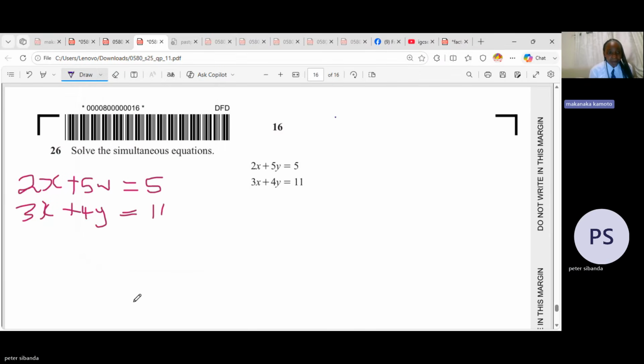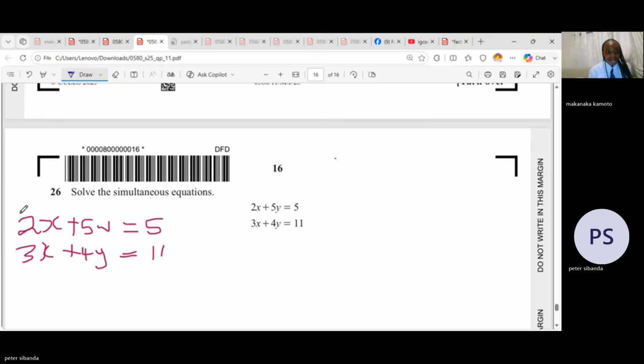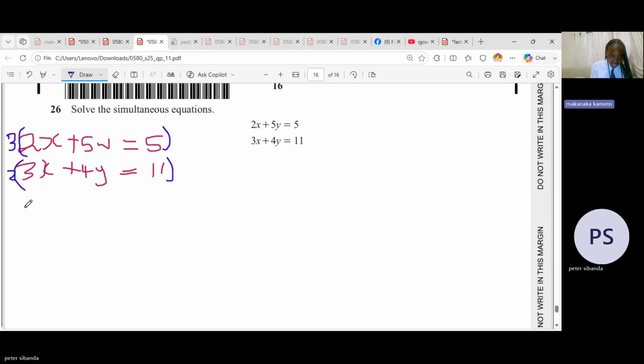So we're going to be multiplying the first equation by 3 to get 6x. And then the second one by 2. So we're targeting x. We want to eliminate x. So it becomes 6x plus 15y is equal to 15.